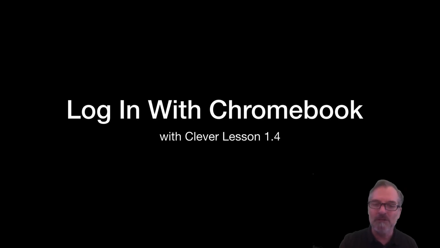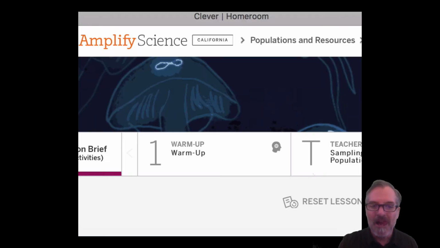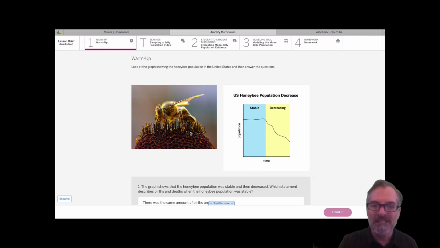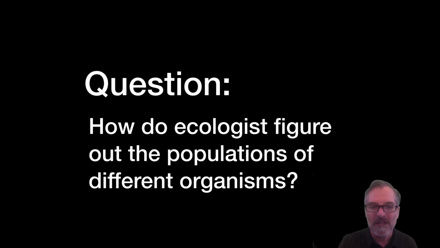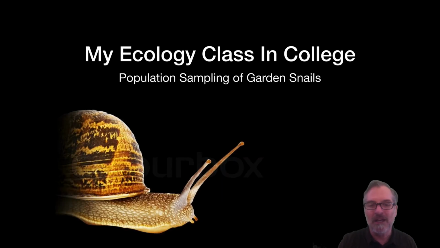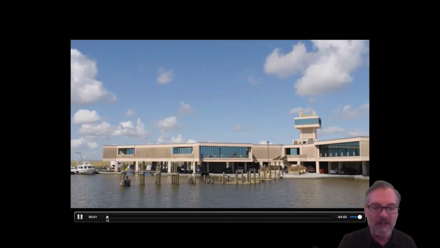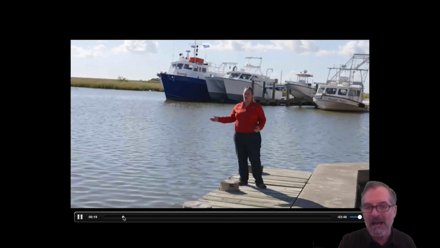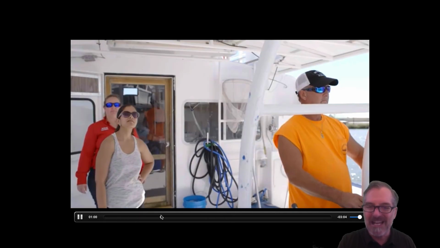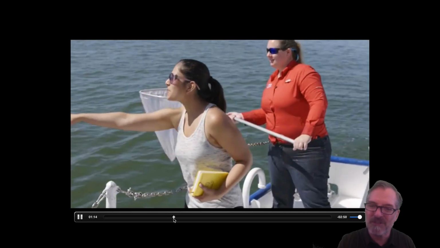Then we went on to lesson 1.4, and 1.4 was dealing with the honeybee population decrease. It opened up with that warm-up. And the question was, how do ecologists figure out the population of different organisms? So again, we showed another video here of how the marine biologist would go out. They would use nets to collect the jellies, but that wasn't that efficient. Just one little net there.